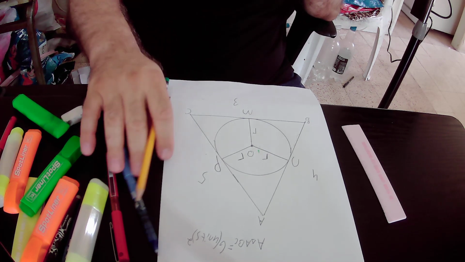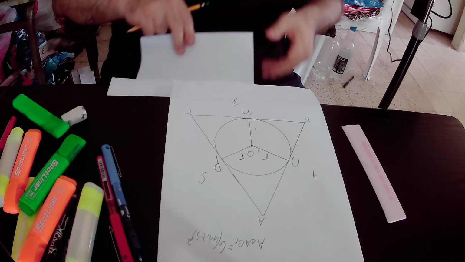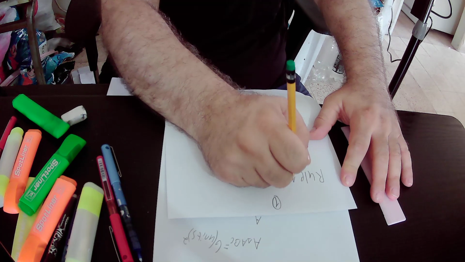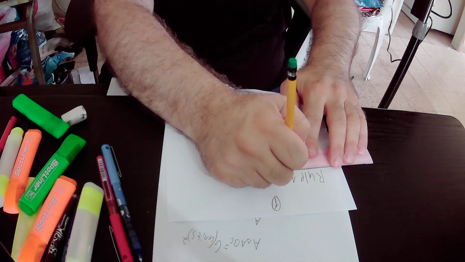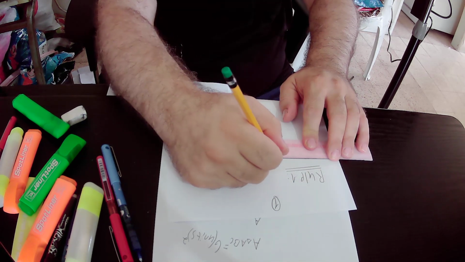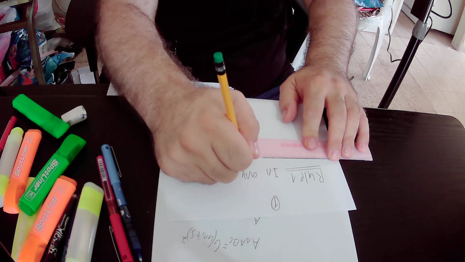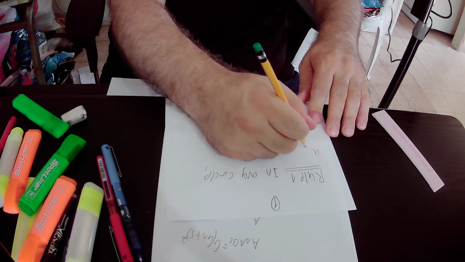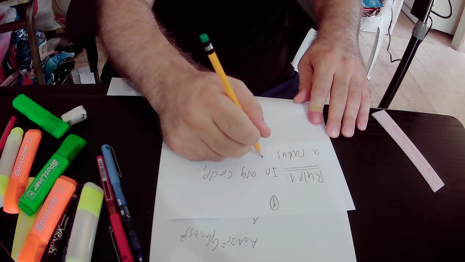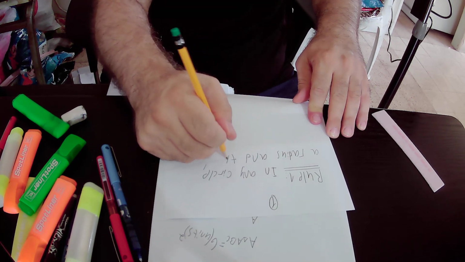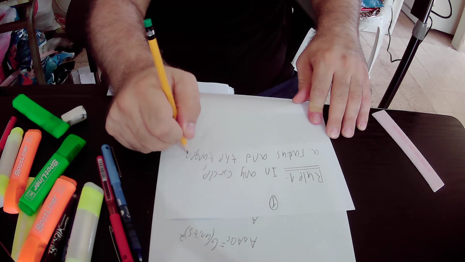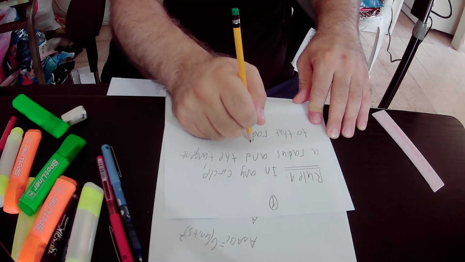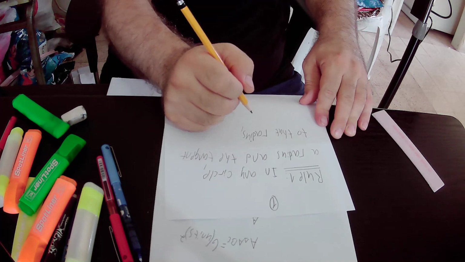Okay, and we actually have a rule. I will call it rule number 1. Rule number 1 states that in any circle, a radius and the tangent to that radius are perpendicular to each other.